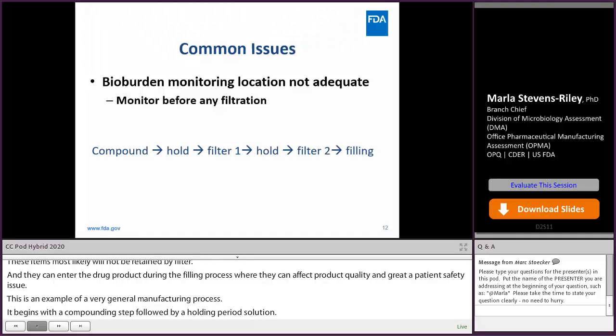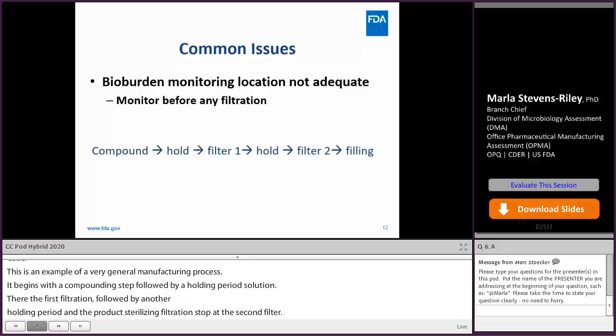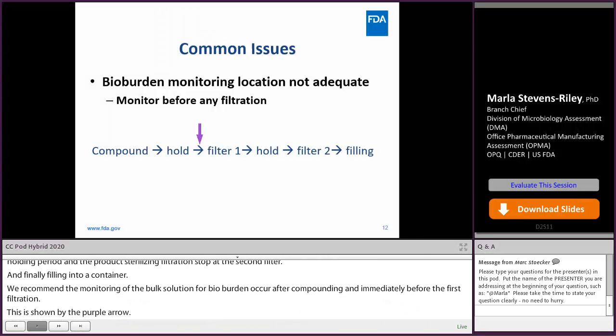We recommend that monitoring of the bulk solution for bioburden occur after compounding and immediately before the first filtration. This is shown by the purple arrow. Monitoring immediately before filter 1 provides the most accurate information regarding the level of microorganisms that may have experienced growth during the hold of the non-sterile bulk.